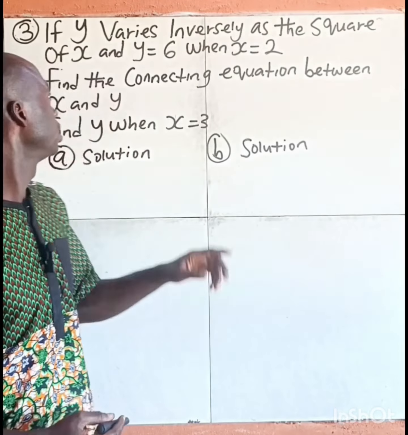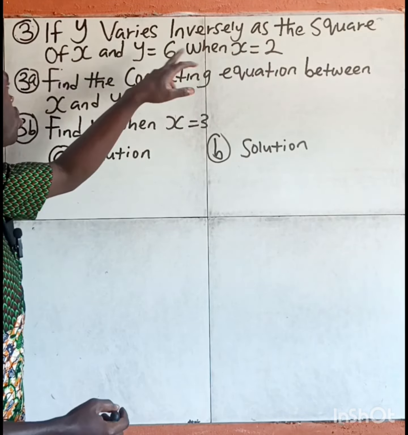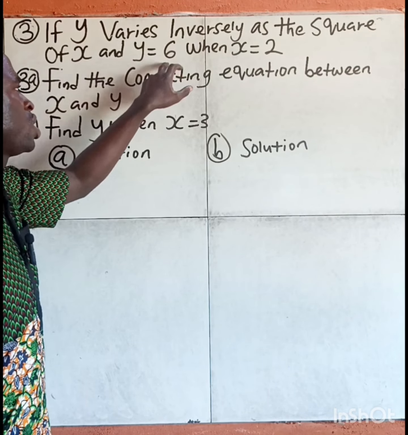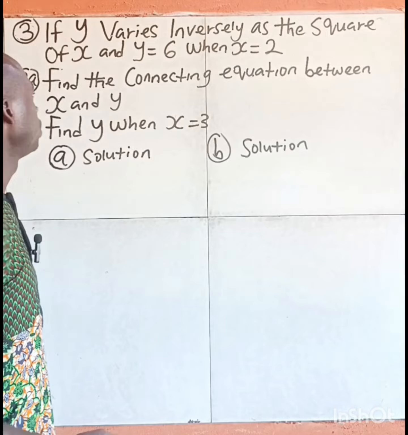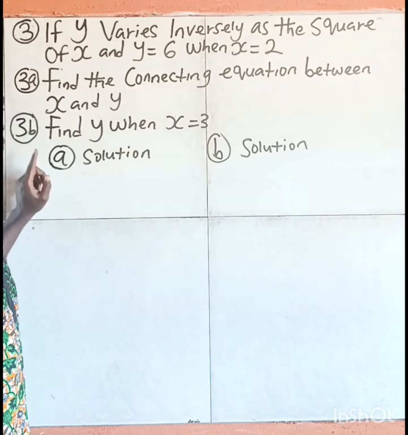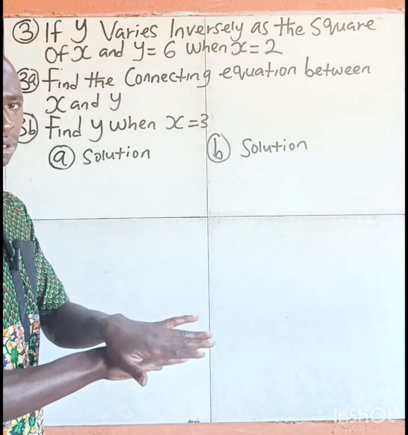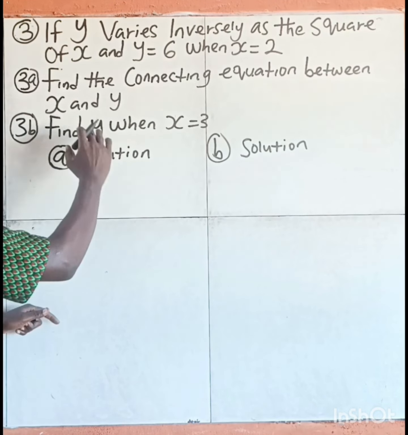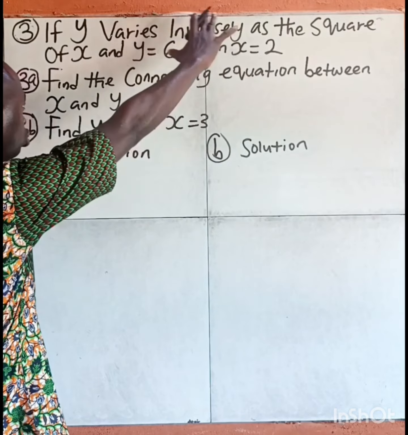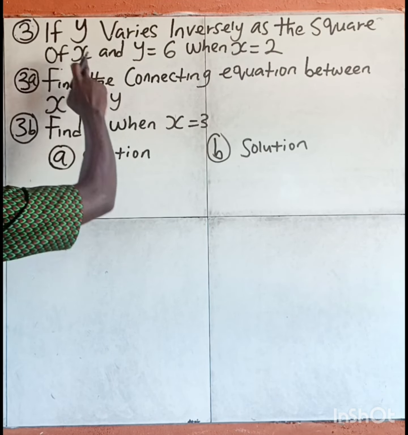Now for problem 3, the question says if y varies inversely as the square of x and y equal to 6 when x equal to 2. Problem 3 says find the connecting equation between x and y. Problem 3b says find y when x equal to 3. It is very, very simple. So we're going to follow the question in order to generate our formula.